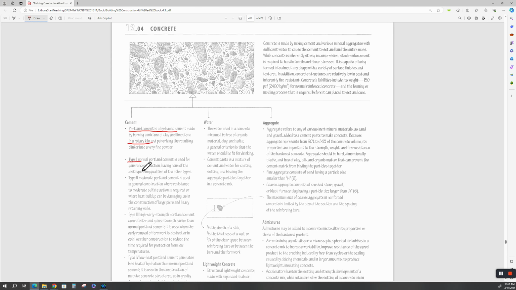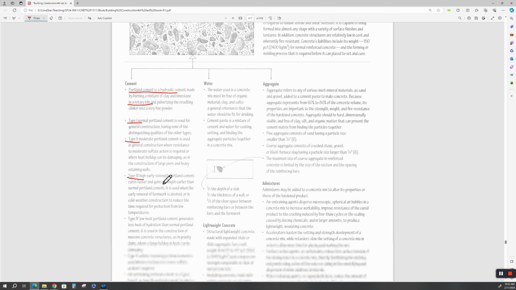Type 1. We have a type 1, a type 3, and a type 2. You can read this. Type 1 is used for general purposes, having none of the distinguishing qualities of the other types. Type 2 is a moderate Portland cement. It's used in general where resistance to moderate sulfate action is required, and where heat buildup can be damaging, because the stuff does get hot when it's hydrating. It's an exothermic reaction. It gives off heat.